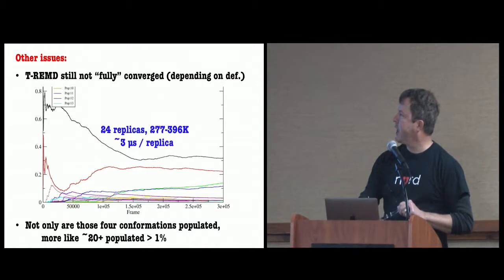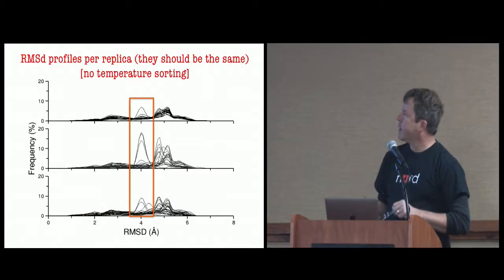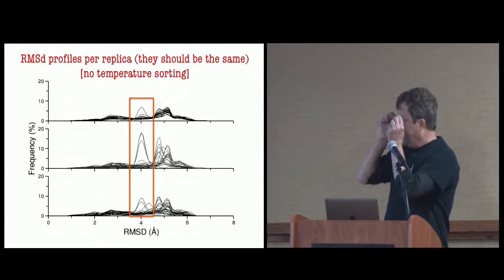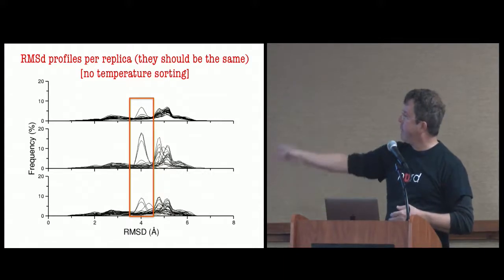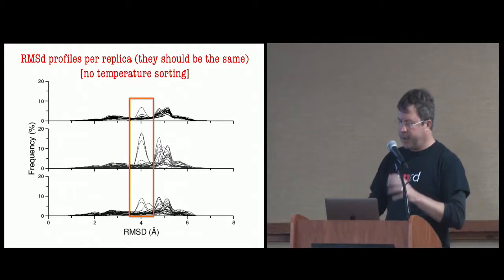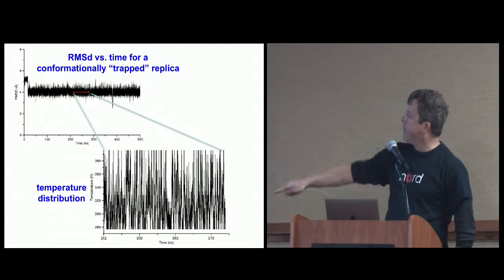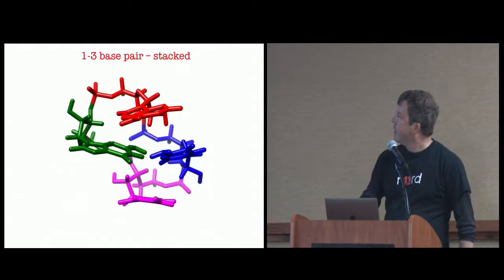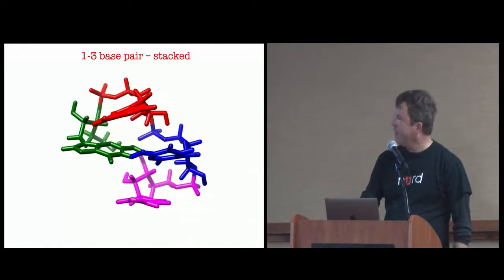Temperature replica exchange wasn't converged, and what happened is if we look at the RMSD histograms for each individual replica, they should be identical among the independent simulations, but they're not. There's this peak at 4 angstroms that occurs in 2 to 3 of the replicas, depending on the simulations. And what happened was, despite going from low temperature to high temperature in the replica exchange, we were just trapped in a particular conformation. This particular one is a funky one.